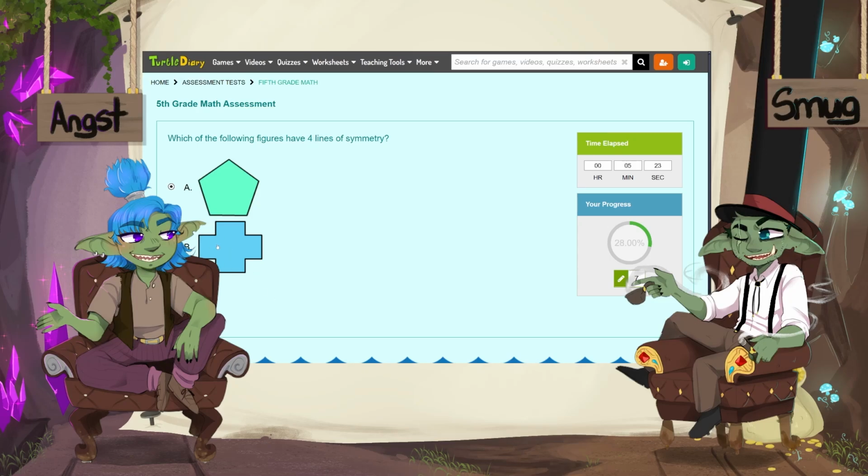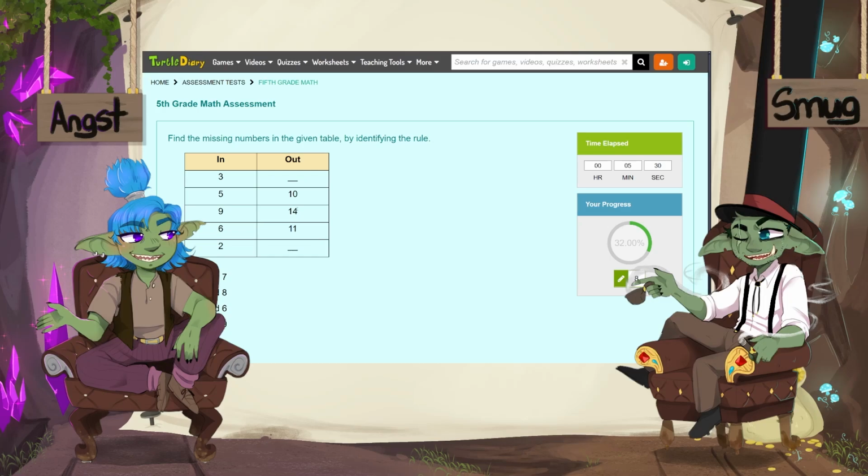Bet, say less. Go with it. Because that's not symmetrical. That's it, not symmetrical. We'll say A. Oh, I hate these. I hate these. Oh, I hate these.